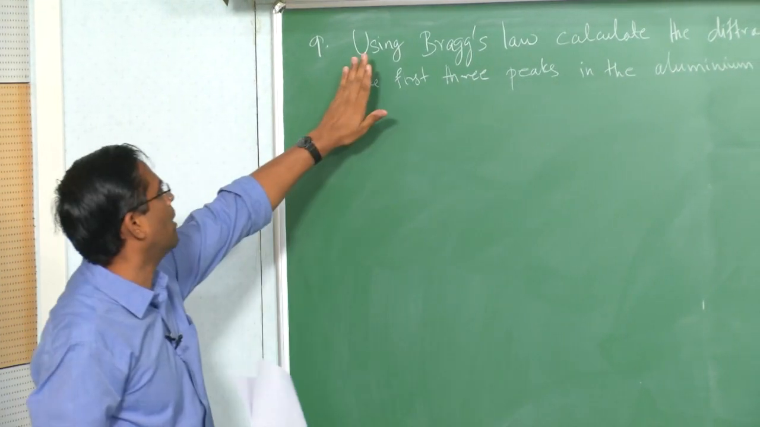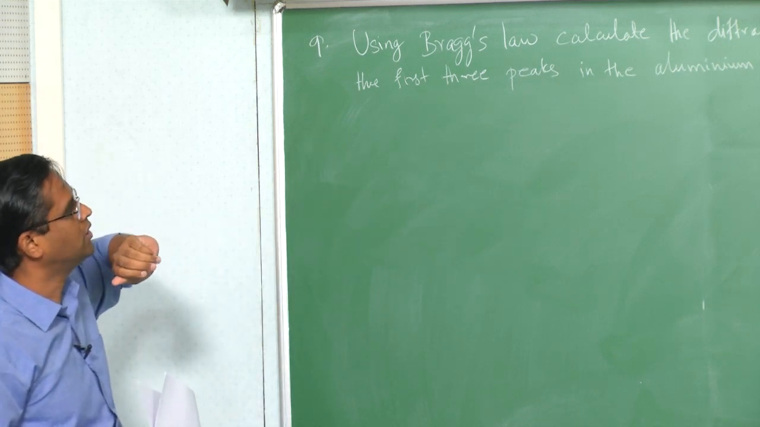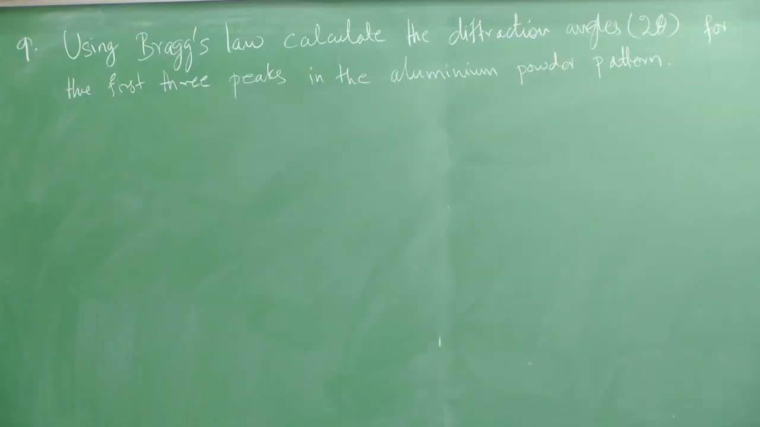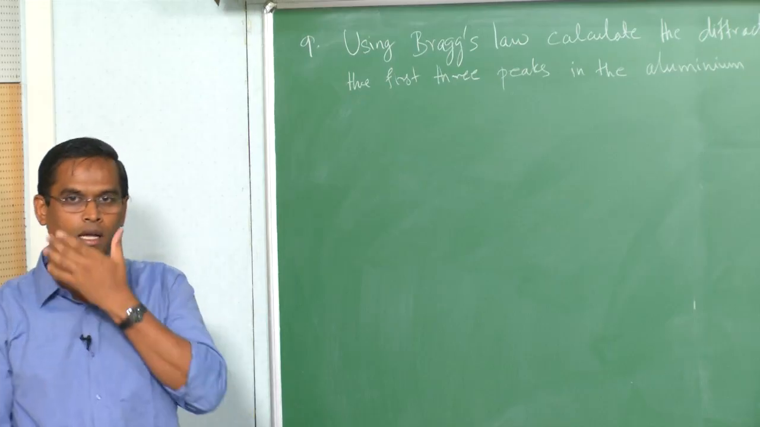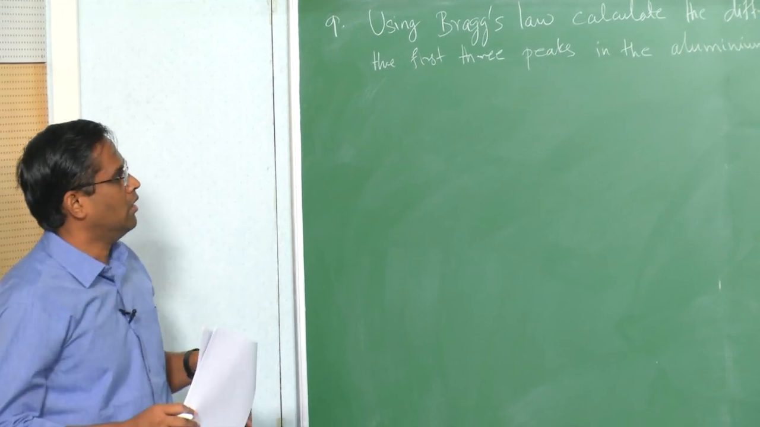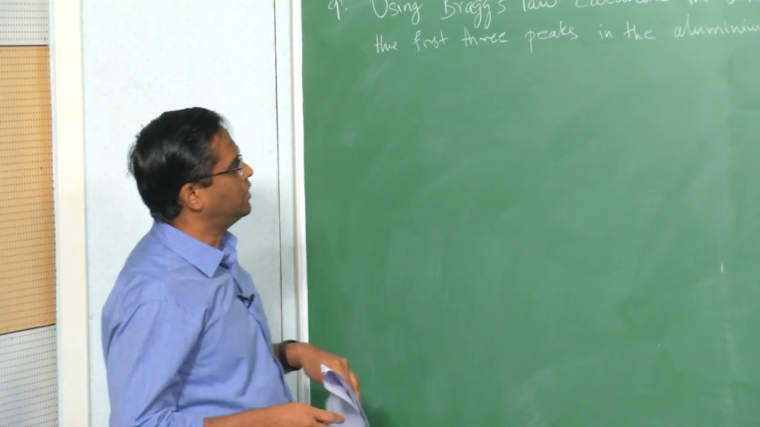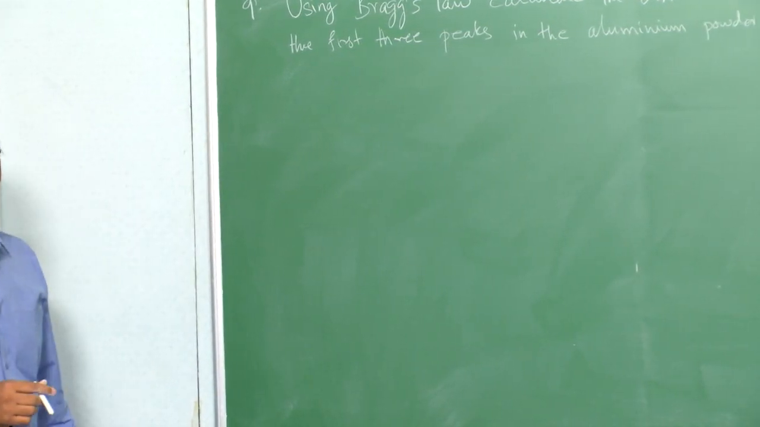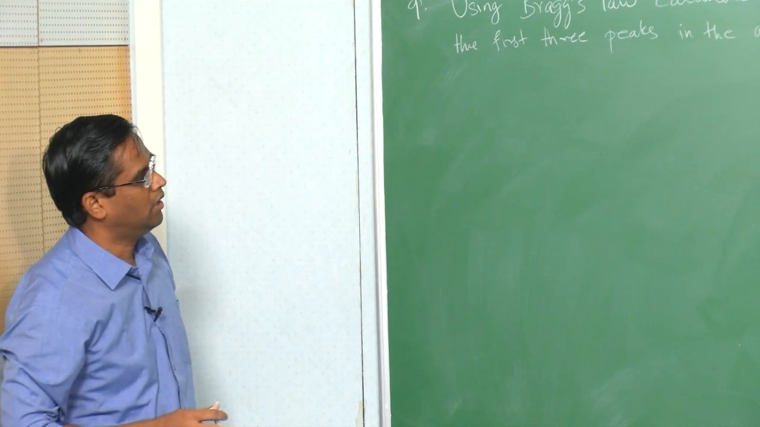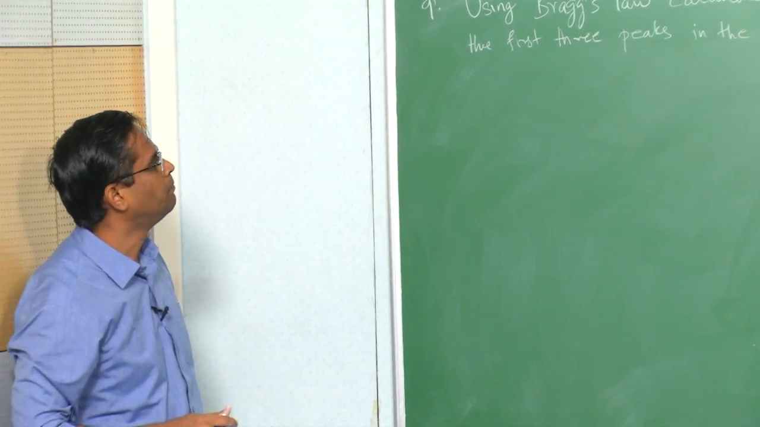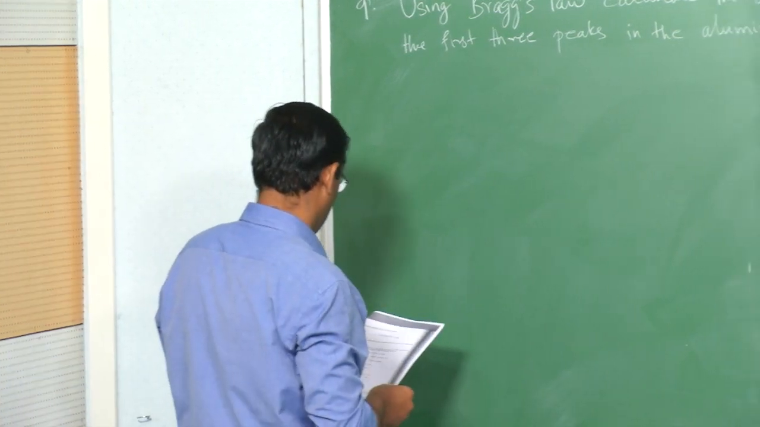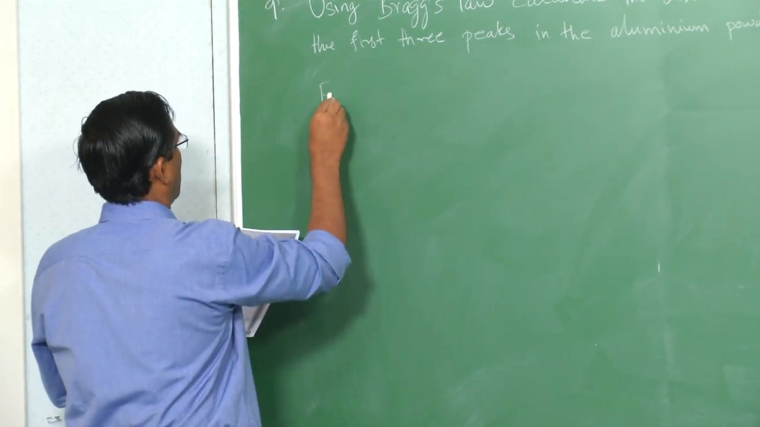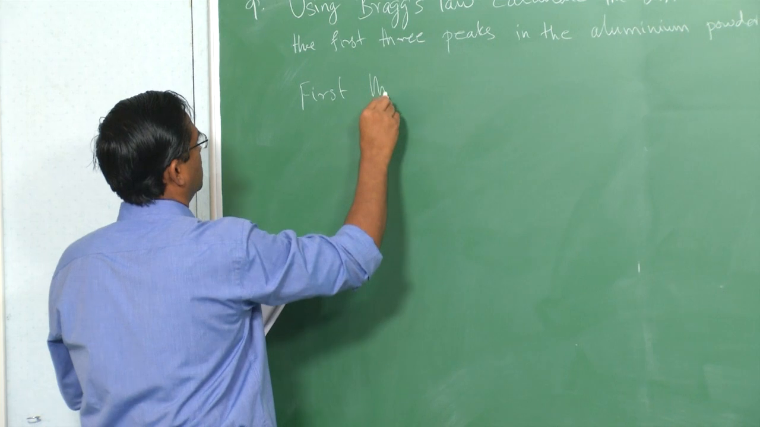So, the next problem is Bragg's law. Calculate the diffraction angles 2 theta for the first 3 peaks in the aluminum powder pattern. So, it is very straightforward again. What is the crystal structure of aluminum? Aluminum is FCC, and then you know the first 3 peaks which will come out of this, which we have seen in the previous problems. We have tabulated them. So, let us write the first 3 peaks.